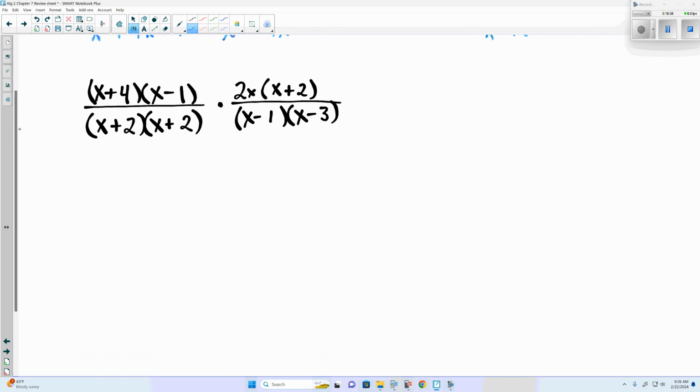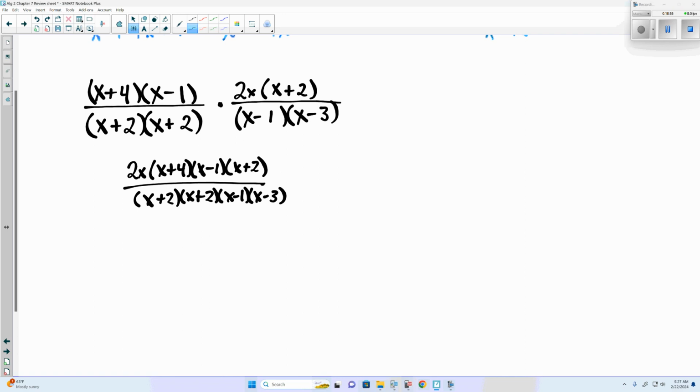Well, we can multiply this all together. 2x times x plus 4, x minus 1, x plus 2 is on top, over x plus 2, x plus 2, x minus 1, and x minus 3. A few things simplify. X minus 1 and x minus 1. X plus 2 and x plus 2. And that is it.